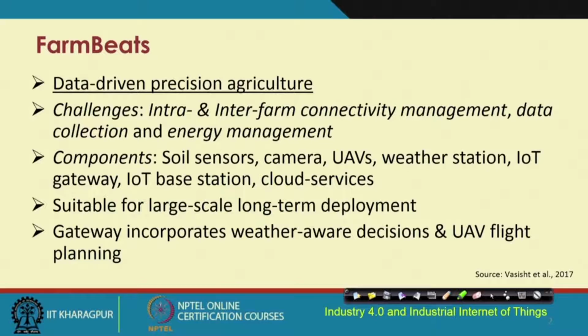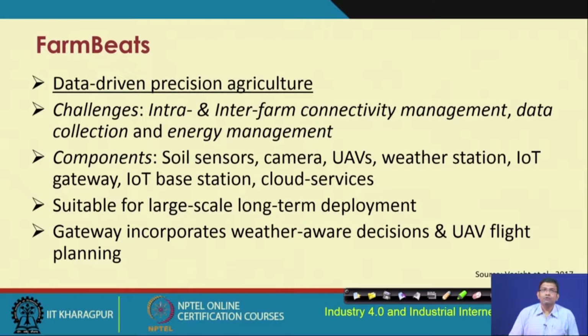We have gone through quite a few of them, but let us look at a few more solutions and see how this processing component is becoming important in all of these different solutions that are being proposed. So, FarmBits is a solution that is proposed by Vasisht et al. in 2017. This particular work is talking about the use of data driven architecture for precision agriculture.